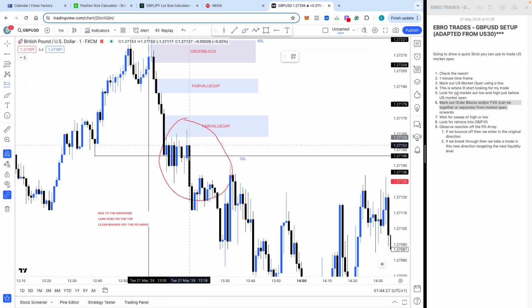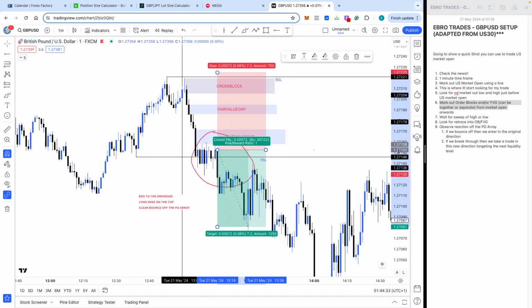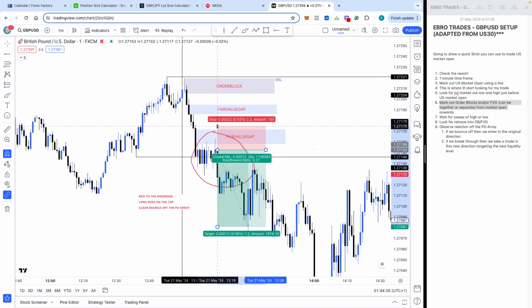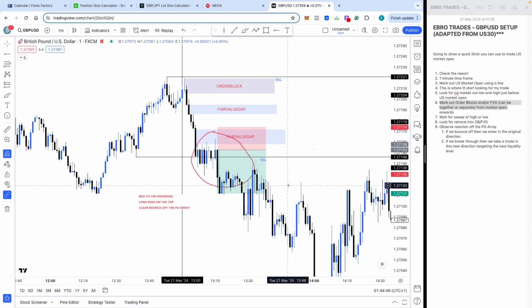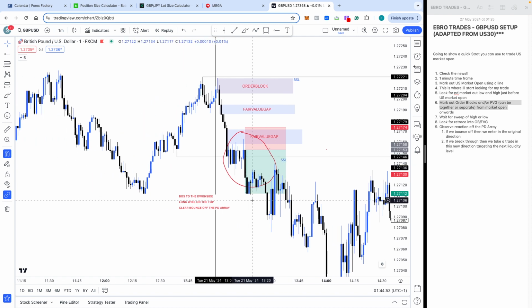I'm taking a short position. As soon as I see this wick over here, I'm immediately taking a short position. I am putting my stop loss just above the fair value gap, and I'm really conservative. So I'm targeting 1 to 2 as my first TP. So around here would be my first TP. Then I'd move my stop loss to break even and let it run.